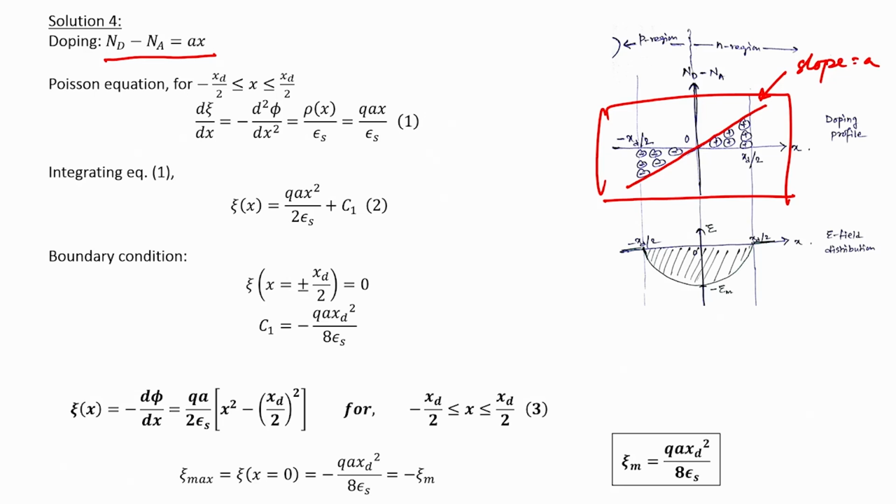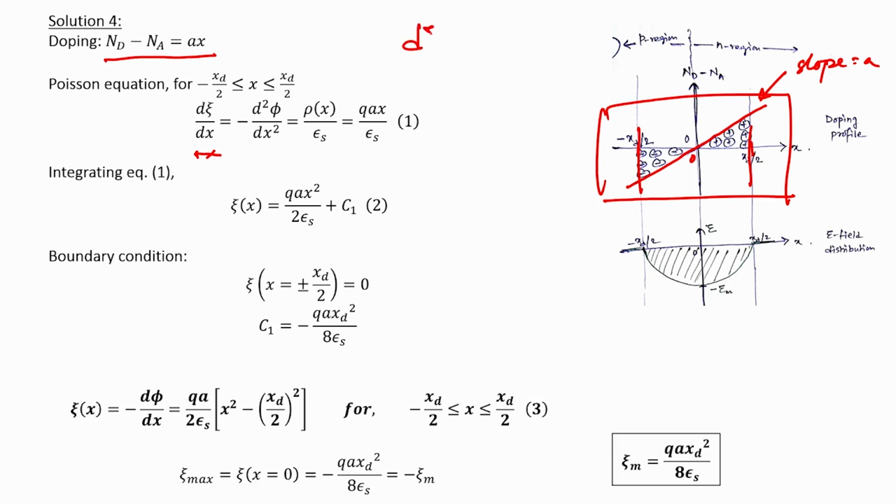First we have to solve the Poisson's equation. Between minus xd by 2 to xd by 2, we are considering that xd is the depletion width, and we are considering symmetry, so minus xd by 2 is on the p side and xd by 2 is on the n side, and the depletion layer extends between these two lines. Let us first solve the Poisson's equation between these two points, minus xd by 2 and xd by 2. Here Poisson's equation is given by dielectric field dx.